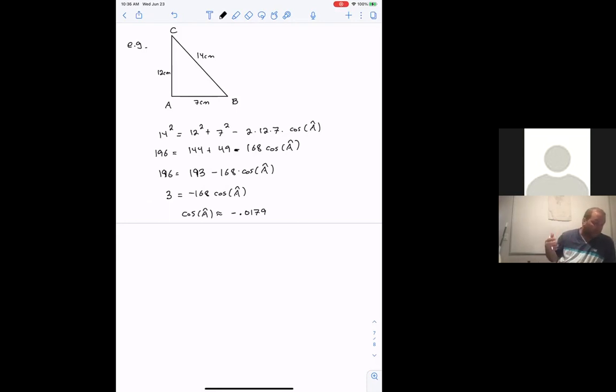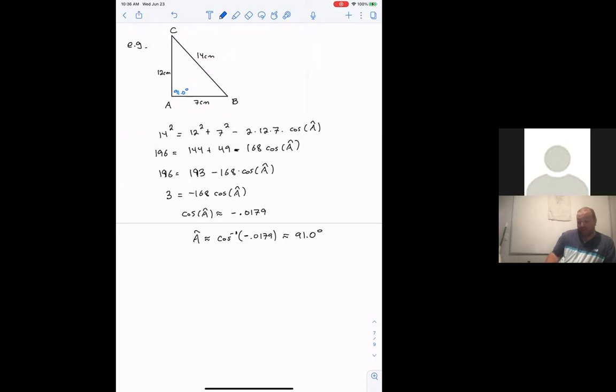Now I have cosine of a hat, but I want a hat. How do I find it? The answer is do the arc cosine. Cosine inverse of negative 0.0179. So cosine inverse of this number gives me a hat is approximately 91.0 degrees. So sure enough, it was just about 90 degrees. Their picture was fairly close. So now we have a hat. I'm going to go back to the picture and write 91.0 degrees here.